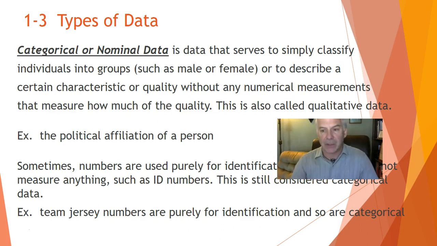So an example is the political affiliation of the person. So are they Democrat, Republican, Independent, Libertarian? So that is called categorical or nominal data.